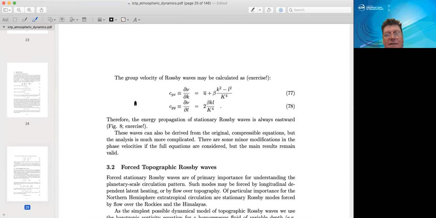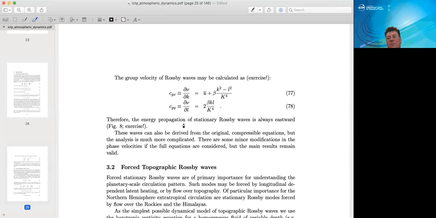And then you can also show, and this is another exercise, that it turns out that this term here is always positive. So you can show that for stationary Rossby waves, this term is always positive. That means that for stationary Rossby waves, the energy can only propagate in positive x direction, in positive zonal direction.